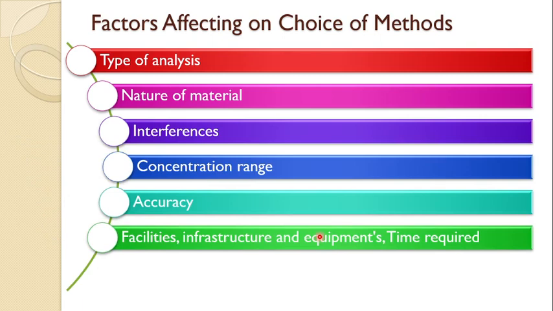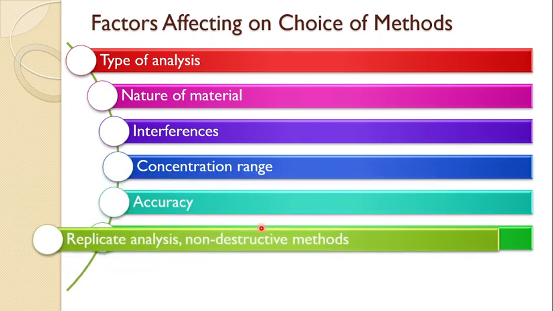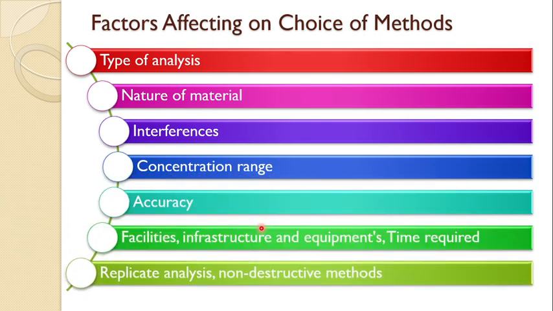These are some important points on which the choice of method of analysis depends. If you can analyze the compounds in a blood sample in 2 days, but the result is required in 1 hour, then you prefer the 1 hour method, not the 2 day method. In hospitals, some important pathological parameters are there, so you go for that type of analysis. Then replicate analysis and non-destructive methods are most important due to the nature of the sample. You need replicate analysis, which means you can reproduce the result many times. It may be most important.